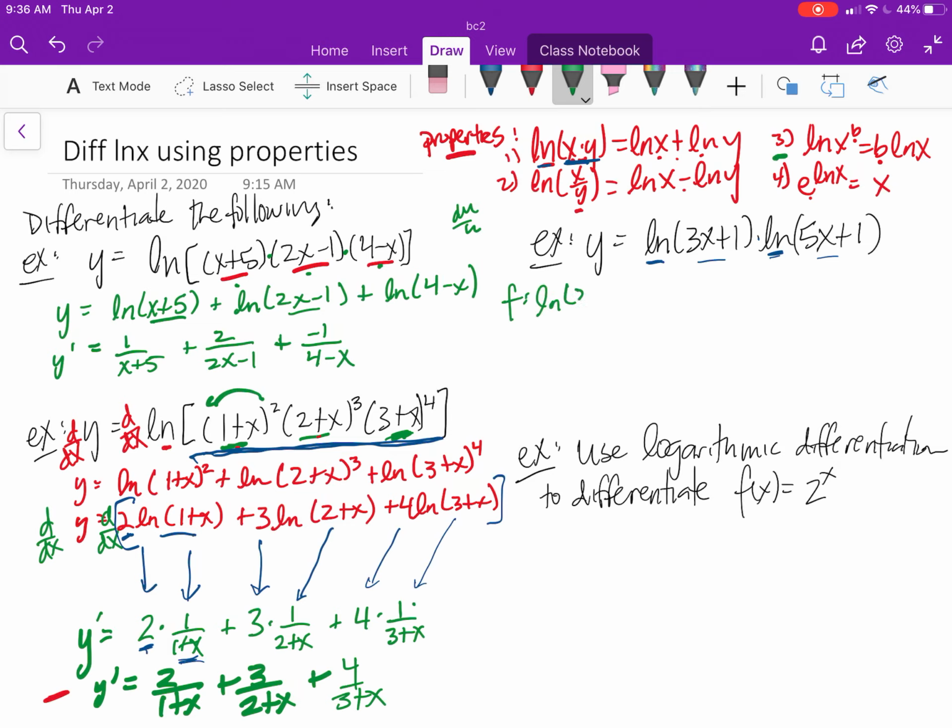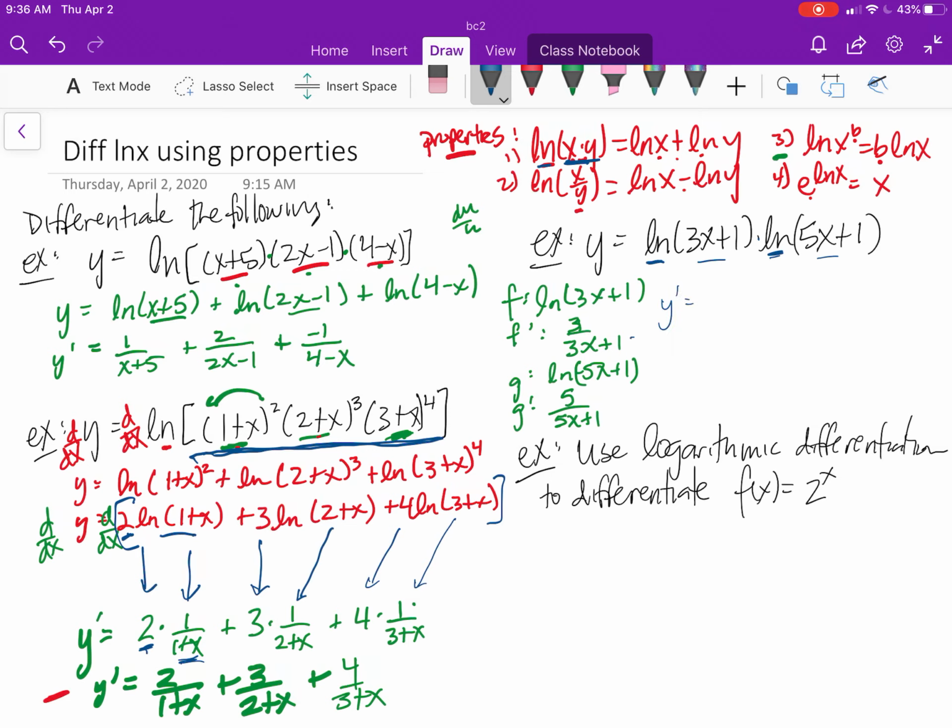f is this first thing, ln(3x plus 1). f prime is 1 over 3x plus 1. Or, I'm sorry, 3 over 3x plus 1, right? The derivative of 3x plus 1 is 3. g is ln(5x plus 1). g prime is 5 over 5x plus 1.